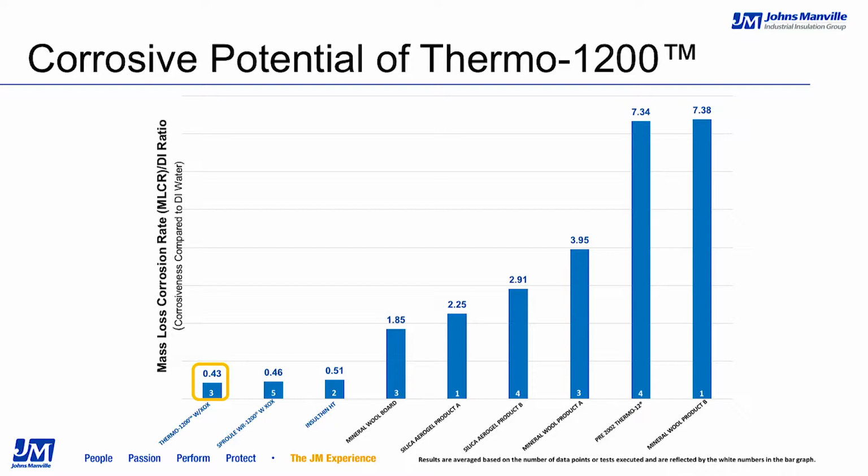So when looking at the graph, the higher the ratio, the more corrosive to steel the product is. You will notice the Thermo 1200 is about half the amount of mass loss compared to DI water. So think of the number on top of each bar representing each product as a fraction out of 1, where 1 is DI water. This would make Thermo 1200 have a mass loss corrosion rate of about 43% the mass loss corrosion rate of DI water, which is significantly less corrosive than the pre-2002 Thermo 12 Gold, which has a mass loss corrosion rate of about 7 times that of DI water.